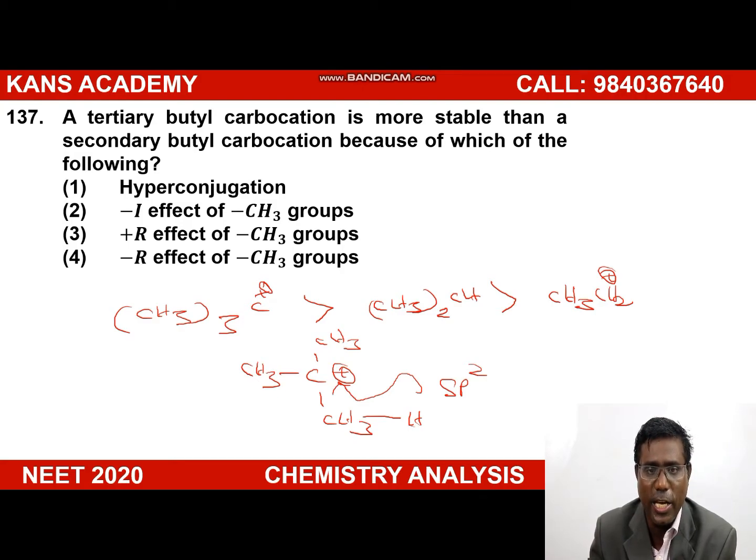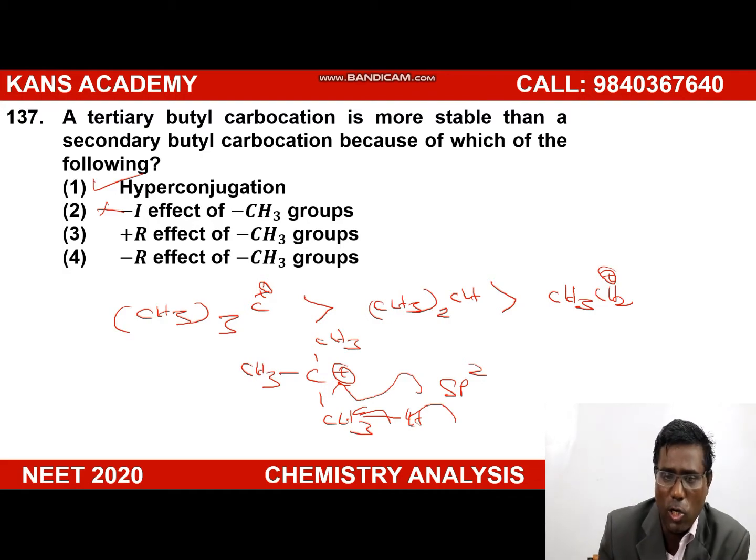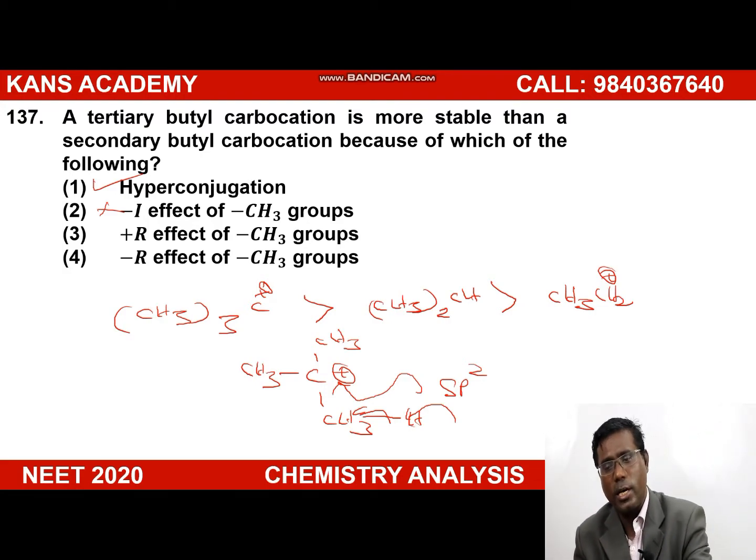You can see the minus I effect, but the methyl group is an electron donating group, so the minus I effect is not possible. Plus R effect means a resonance effect. In the resonance or mesomeric effect, charge separation is possible, but here there is no charge separation. Delocalization is not possible in hyperconjugation, and the minus R effect is also ruled out. Option 1 is the correct one.